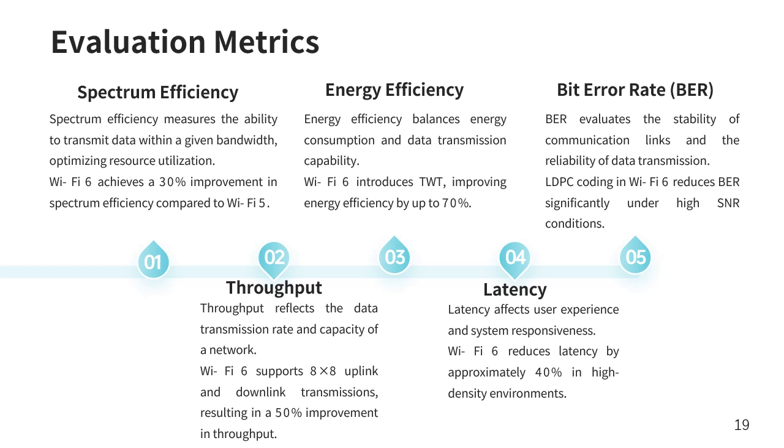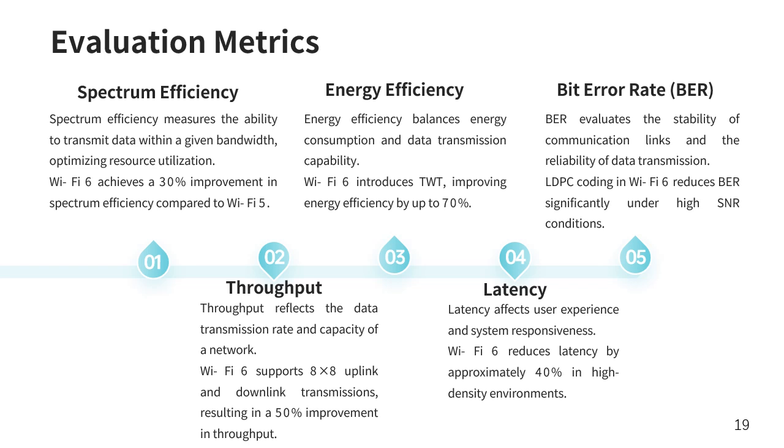And now let's break down each performance metric and look at how Wi-Fi 6 improved them. The first one is spectrum efficiency. This measures how much data can be transmitted per unit of bandwidth. Wi-Fi 6 boosts this by about 30% using OFDMA, which helps optimize resource allocation, especially in crowded environments.